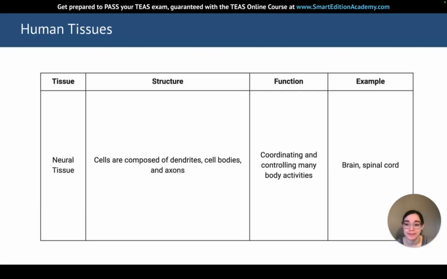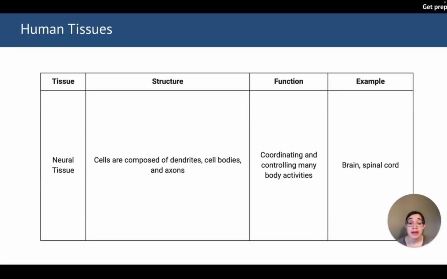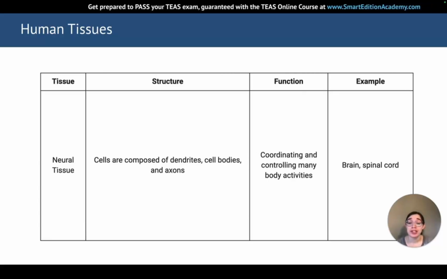And then the final type of human tissue that we're going to discuss today is neural tissue. The cells in neural tissue are composed of dendrites, cell bodies, and axons, so quite a unique cell shape and structure. Like muscle tissue, neural tissue has one particular function, and that is to coordinate and control many body activities. Neural tissue is found in the brain, the spinal cord, as well as the peripheral nerves.